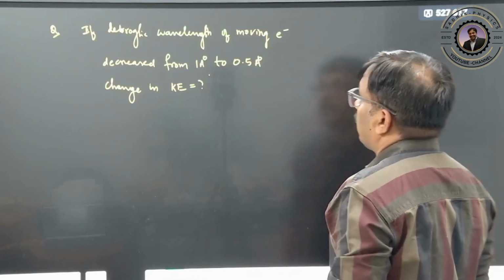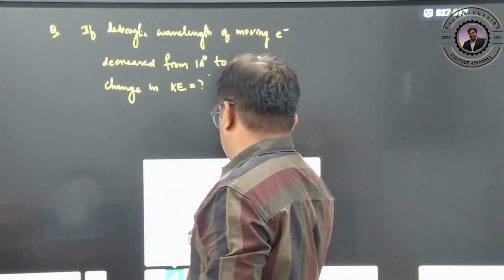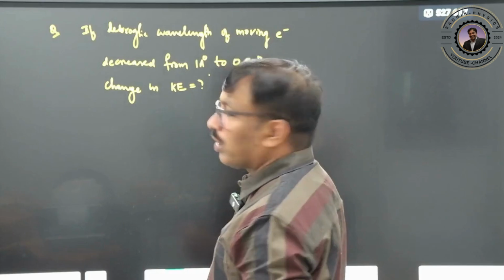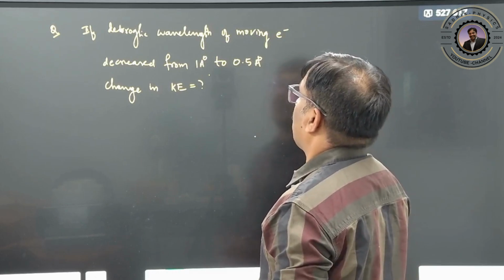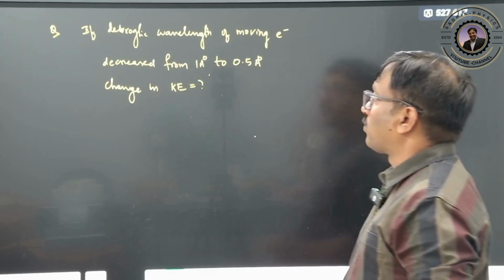Clear? Here also let us write down. Here, the de Broglie wavelength of a moving electron is decreased from 1 Armstrong to 0.5 Armstrong.